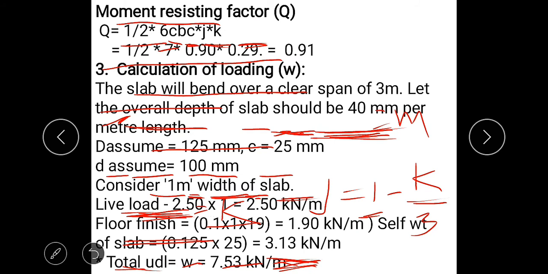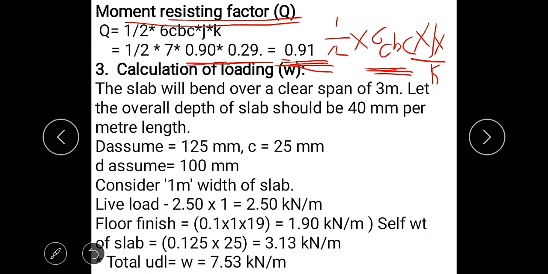Fourth, we calculate moment resisting factor Q. The value is 0.91. These unit weights, these are all constants having no unit. Third step, calculation of loading W.